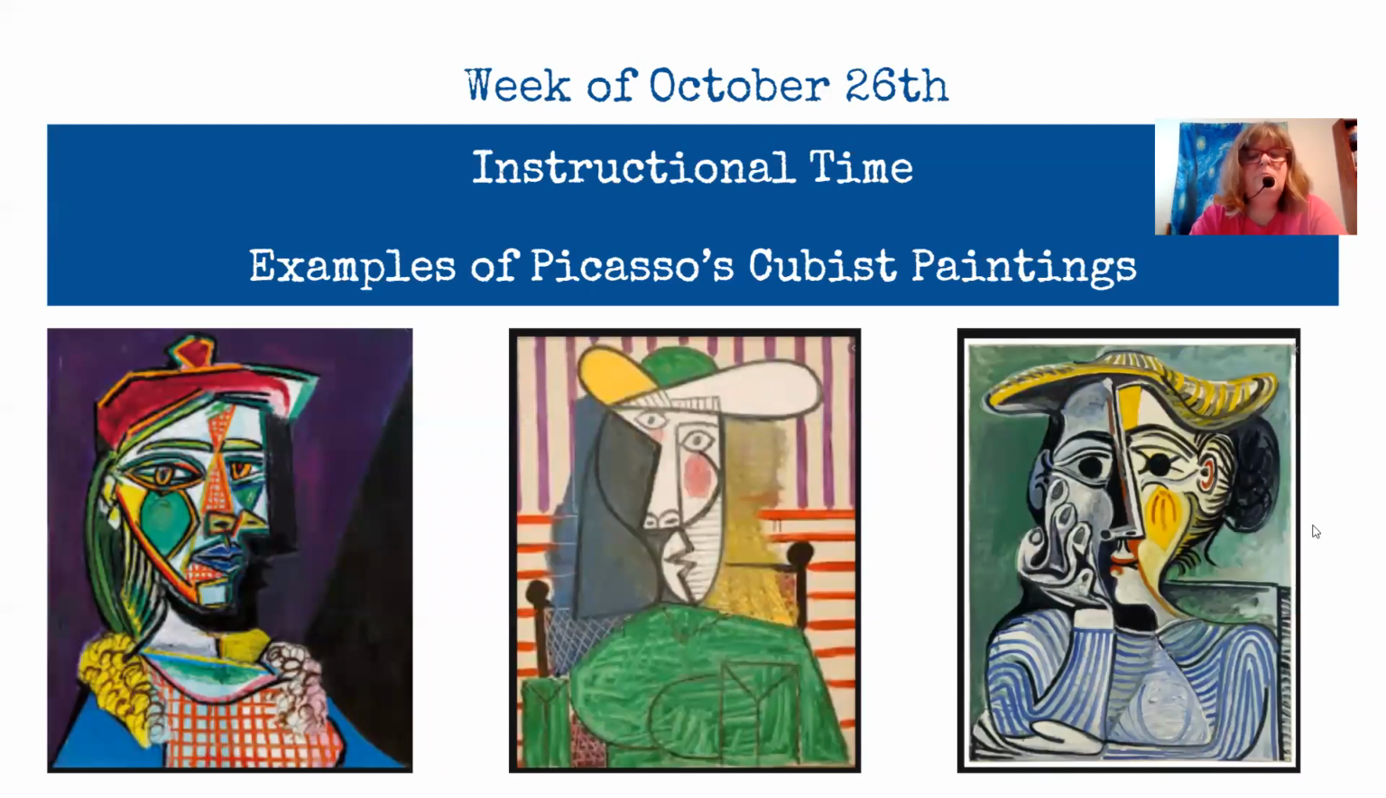Now, these are examples of the artist Picasso, his Cubist paintings, and these are all of women in his life, like his mother, maybe his wife, or somebody that he met. And on the left, this real colorful one, you can see what I'm talking about.